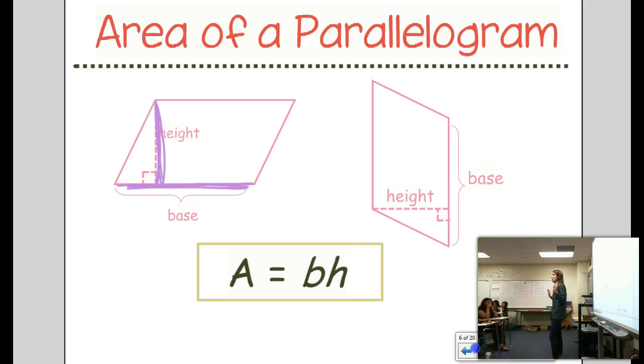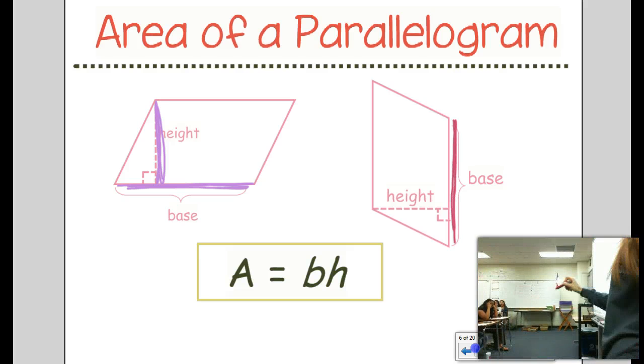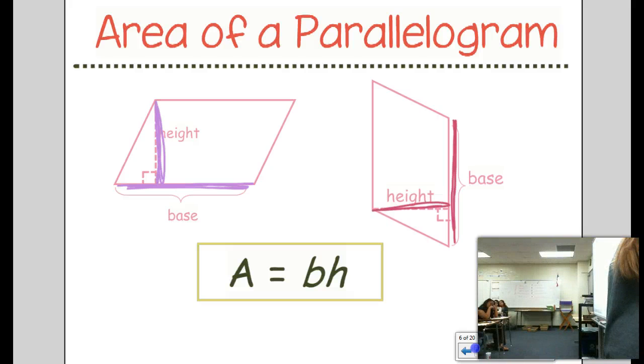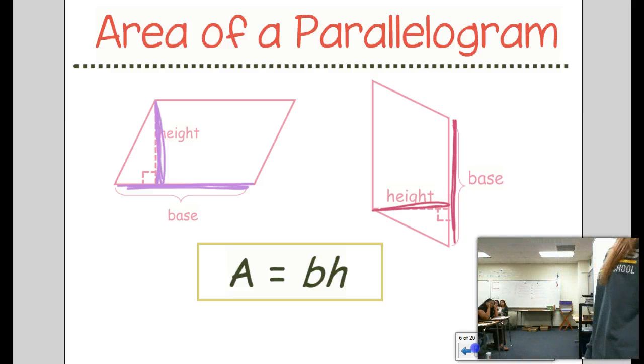That's great. But we can take that shape and rotate it 90 degrees. And sometimes the base might look like that and the height might look like that. So just be careful. The height doesn't always go straight up and down. How could we check to see if a height is really a height? What has to be true? The height has to be perpendicular to the base.